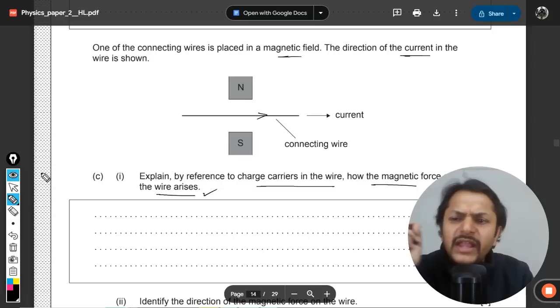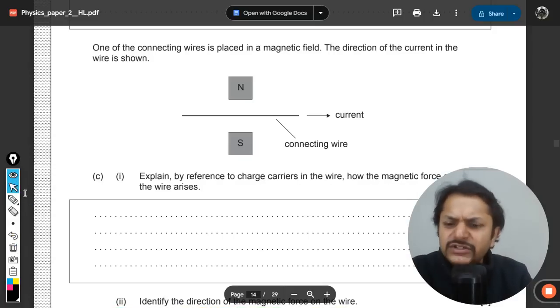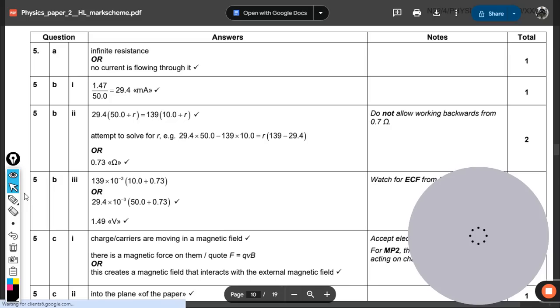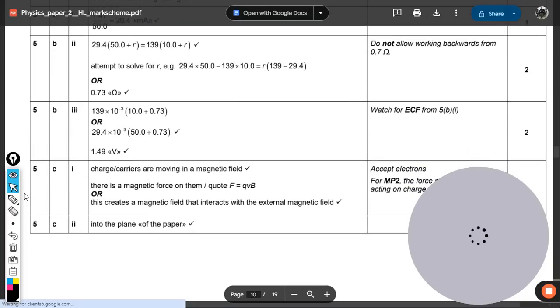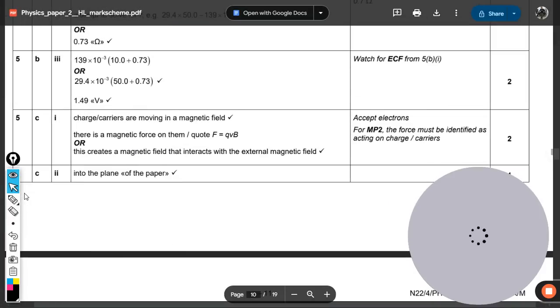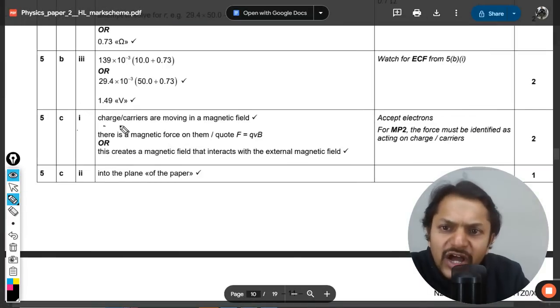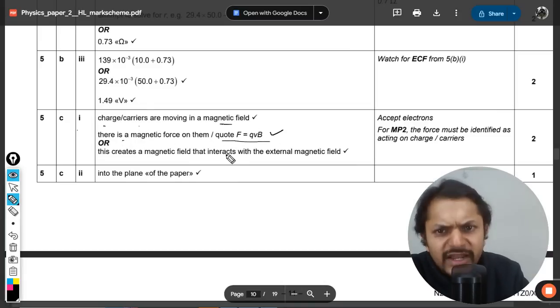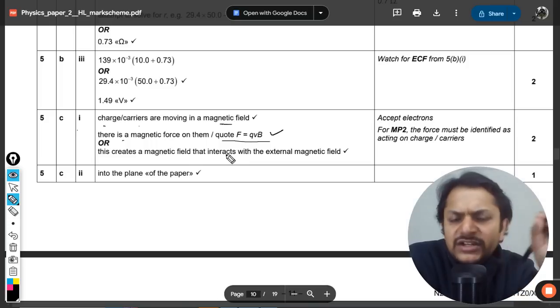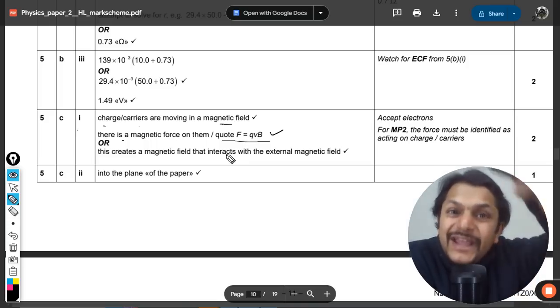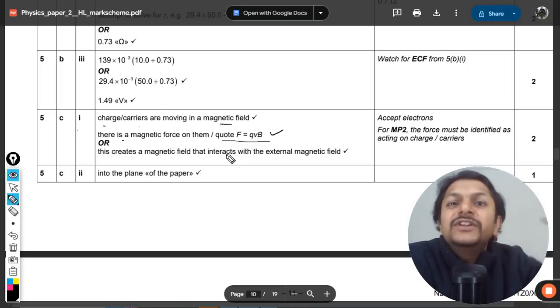There will be two kinds of explanation. We have to see the mark scheme for this, because there are two explanations we can give. I don't want to confuse you people, so it will be better if we go directly to the answers. Charge carriers are moving in the magnetic field. There is a magnetic force. So directly they are saying that there are charge carriers which are moving. We are not going into the detailed explanation that is usually given in your books.